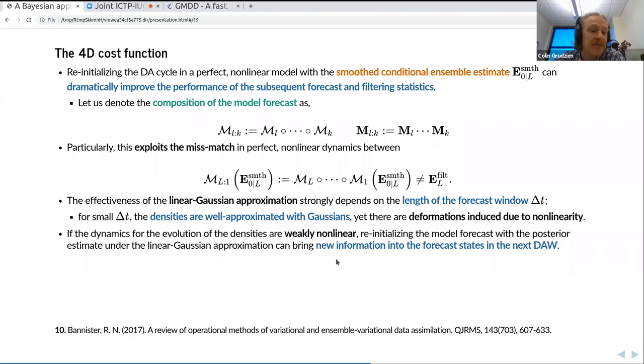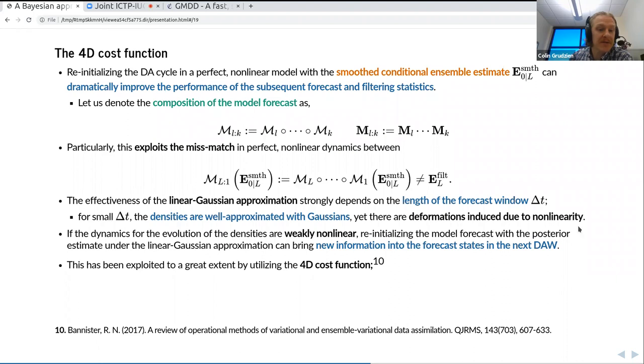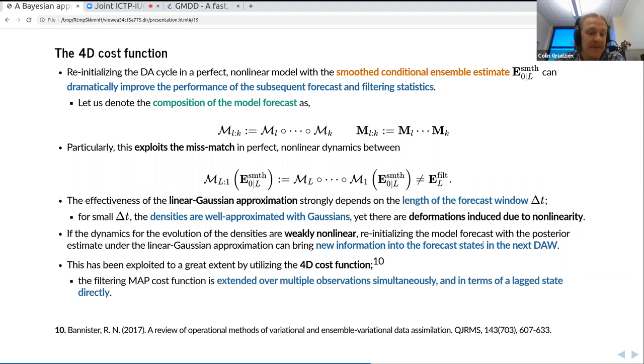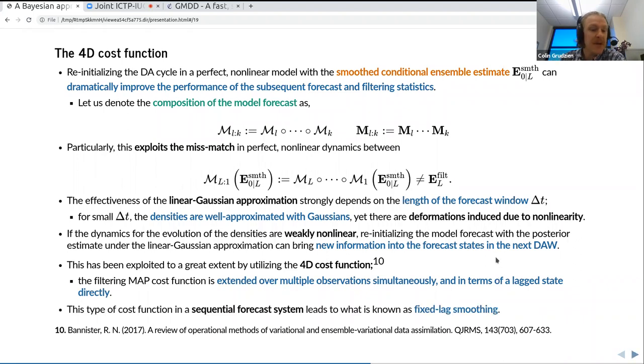And so if the dynamics of the evolution of the densities is weakly nonlinear, not a very strong deformation, reinitializing the model forecast with the posterior estimate under this linear Gaussian approximation that we've been developing can bring new information into the forecast states in the next data assimilation window as we're moving forward in time and producing fixed lag smoothing estimates. This has been exploited to a great extent by utilizing the 4D cost function, as in many of the traditional VAR formulations, 4D-Var and all the N-VAR formulations, where the filtering MAP cost function is extended over multiple observations simultaneously and in terms of a lagged state directly. And so this type of cost function in a sequential forecast system, motivated by short-range weather prediction, leads to what is known as fixed lag smoothing.